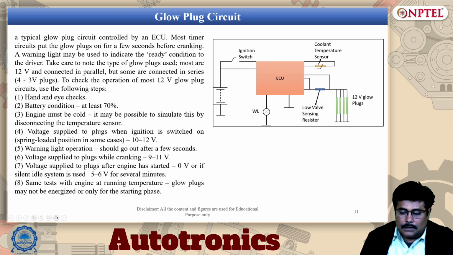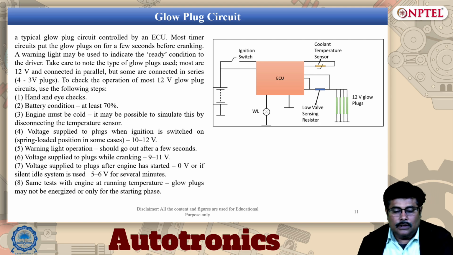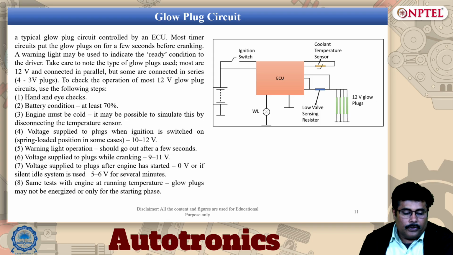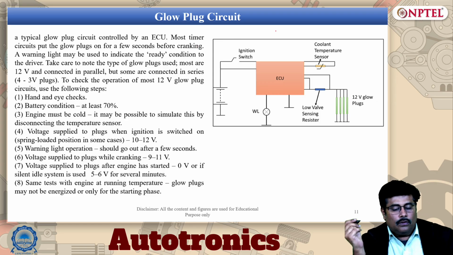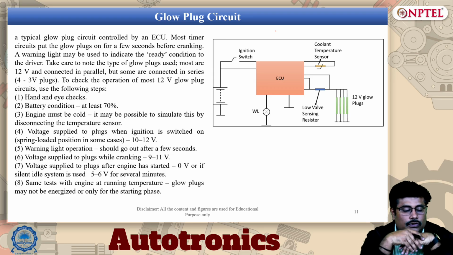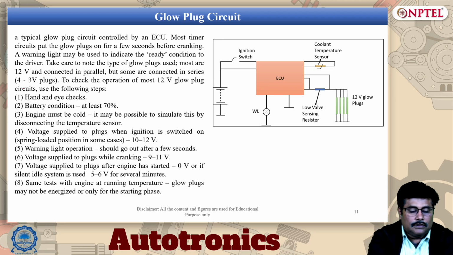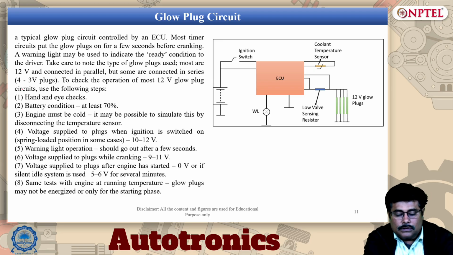So now let us discuss the glow plug circuit. This is a typical glow plug circuit controlled by an ECU. A timer circuit puts the glow plug on for a few seconds before cranking. A warning light may be used to indicate a ready condition to the driver. Take care to note the type of glow plug used. Most are 12 volt connected in parallel, but some are connected in series, in the range of 4 to 6 volt plugs. To check the operation of most of these 12 volt glow plug circuits, use the following steps.